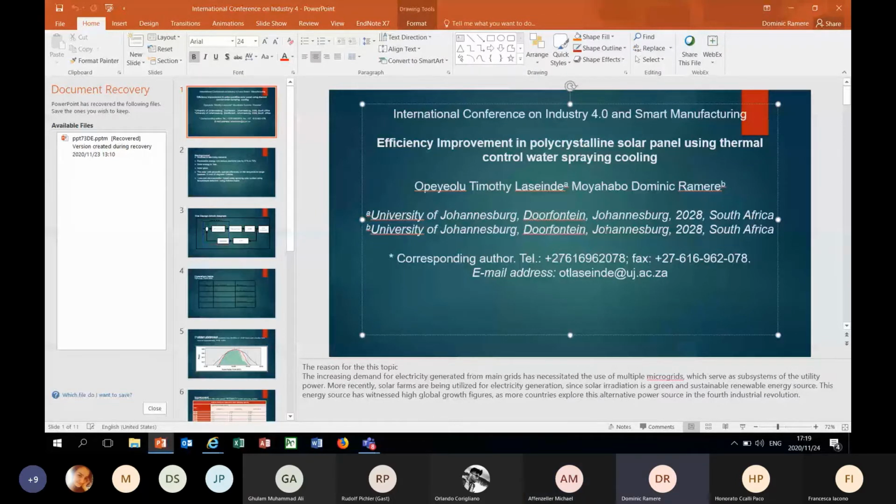The authors of this paper are Timothy Lasende and Dominic Ramere, both from University of Johannesburg, South Africa. The topic of our paper is efficiency improvement in polycrystalline solar panel using thermal control water spraying cooling. The reason for this topic is that the increasing demand of electricity generated from the main grid is very high, so it is overloading the grid. So we have noticed that the harnessment of solar systems is one of the most considered in the market currently.